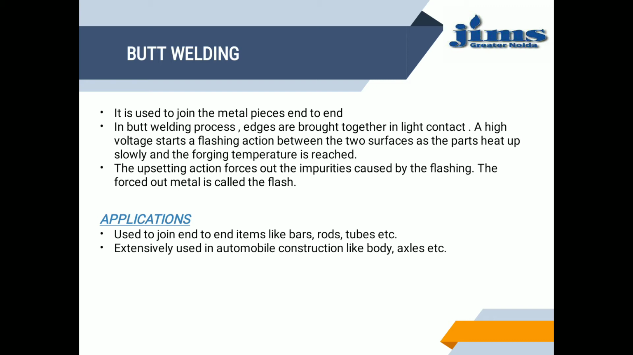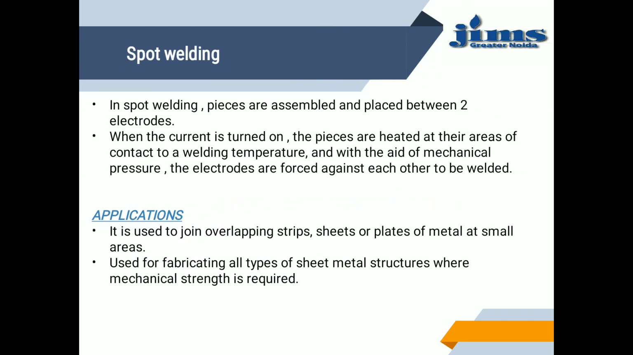It is extensively used in automobile construction like bodies, axles, etc., and for end-to-end joints like rods, bars, tubes, etc. Clamps are made up of copper alloy. Parent metal is used as an electrode. A step-down transformer is required to provide high electrical current for heating. As for the application, we have discussed ferrous and non-ferrous rods.